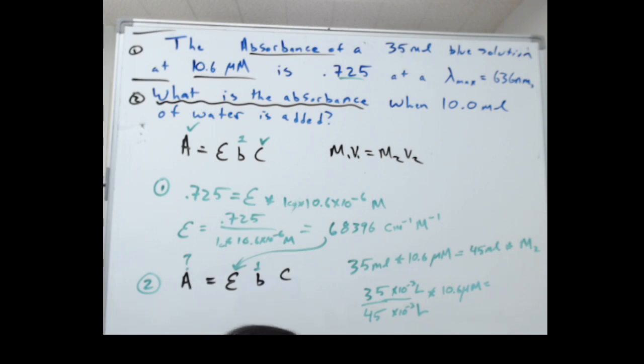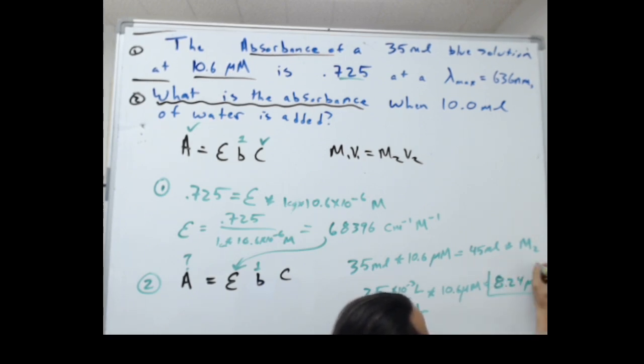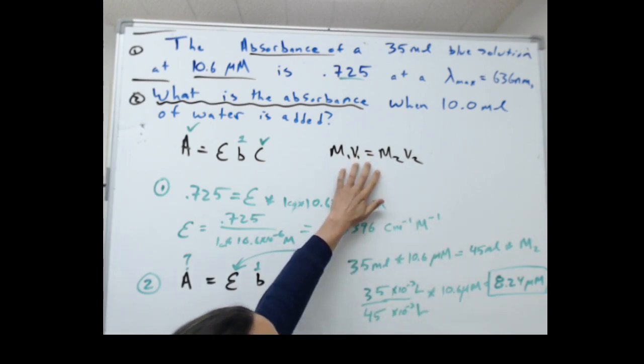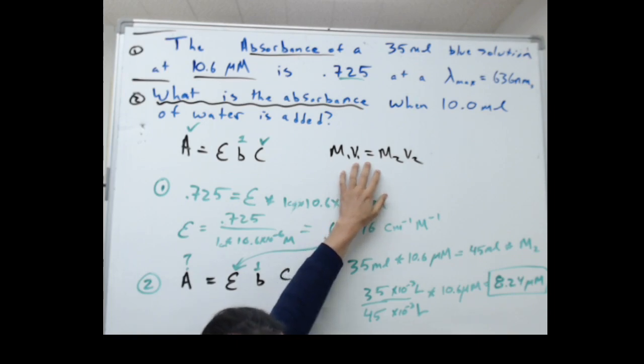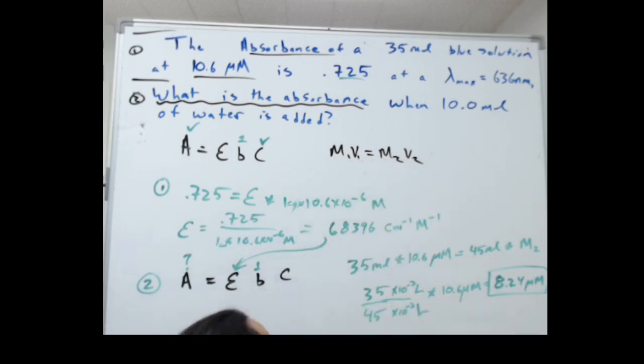I think my estimation was off. 35 divided by 45. Ooh, calculator's acting weird. There we go. 35 divided by 45 times 10.6. 8.24 micromolarity. Almost there. Again, this M1V1 equals M2V2 equation works when we're only adding water, when we're not changing the number of moles, right? The number of moles is the same, but the concentration and the volume are changing.